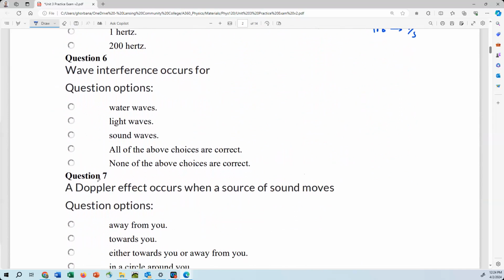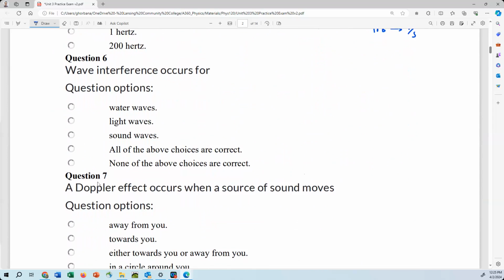Question number 6: wave interference occurs in water waves, in light waves, in sound waves. Interference doesn't matter what kind of wave it is. When we have more than one source of wave, more than one wave, interference happens if they meet each other. It doesn't matter whether it is a water wave, a sound wave, a mechanical wave, or a light wave. Interference always happens in waves if they meet each other.